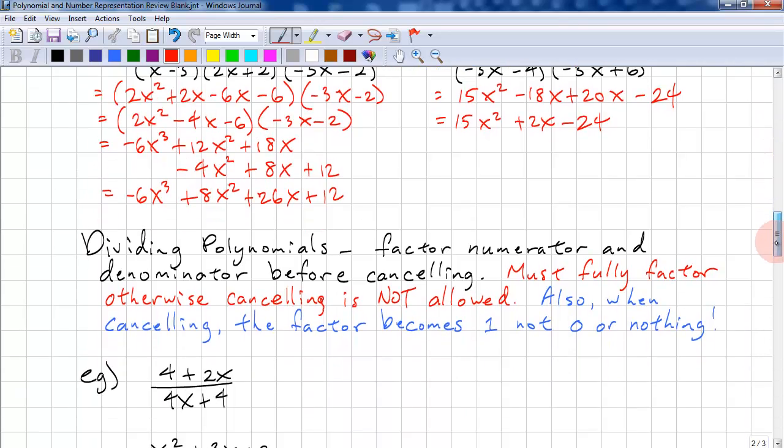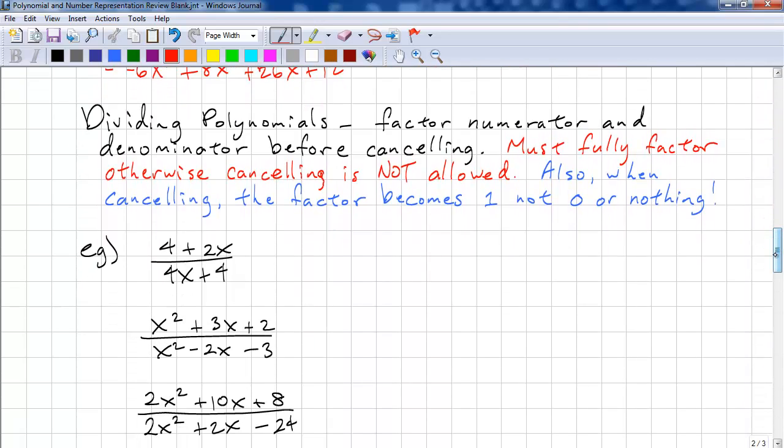So dividing polynomials, it's a little bit trickier. You need to factor the numerator and denominator fully before canceling. Otherwise, you risk making a mistake. Unless you know what you're doing, canceling before fully factoring is really not allowed. It's also good to remember that when you're canceling, the factor becomes 1, not 0 or nothing. We'll see an example of this in a bit.